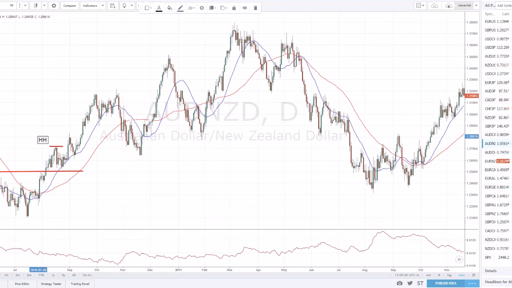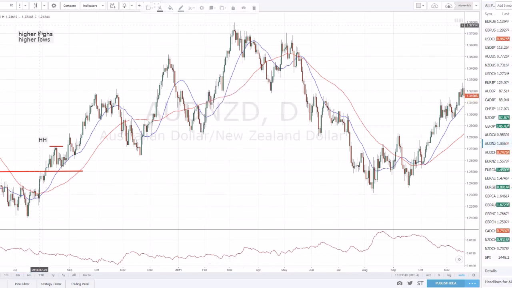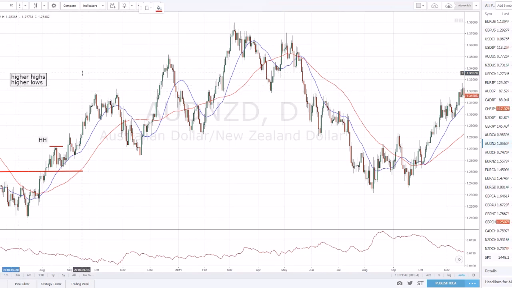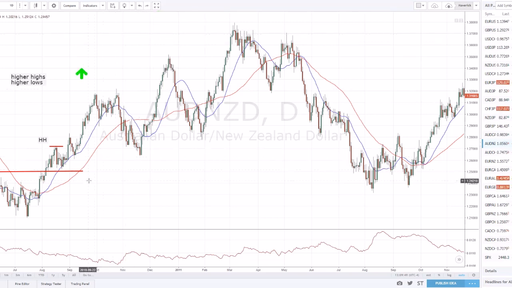When we're in an uptrend, there are two things we want to see happening. We want to see higher highs, like I just showed, and we want to see higher lows. These are the swing points. Any price movement is going to have swing points: swing highs and swing lows.